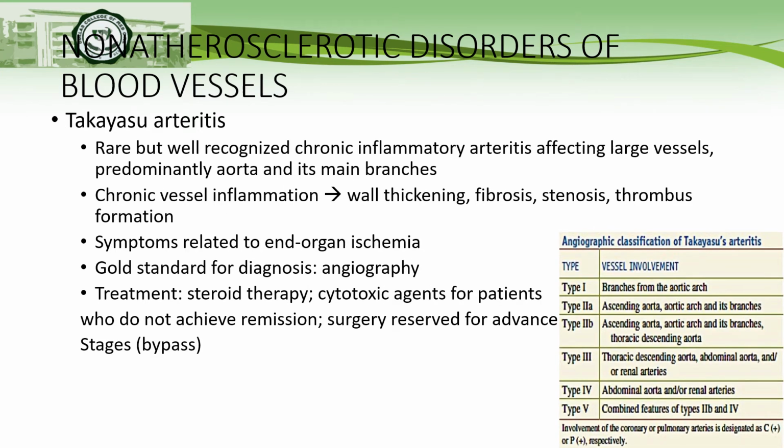Next is Takayasu arteritis. This is a rare but well-recognized chronic inflammatory arteritis affecting the large vessels, predominantly the aorta and its main branches. Chronic vessel inflammation leads to wall thickening, fibrosis, stenosis, and thrombus formation. Symptoms are usually related to end organ ischemia, and the gold standard for diagnosis remains to be angiography, which would show a narrowing or occlusion of the entire aorta or its primary branches, as seen on the table on your right.